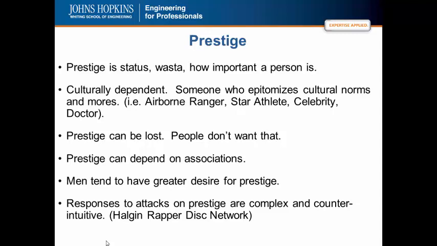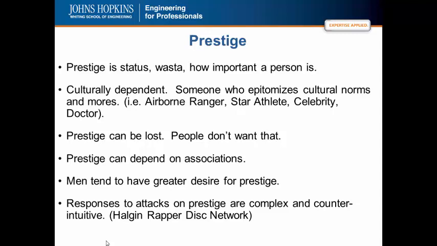I often use this second to last bullet to drive discussion in class with the idea that, hey, men have a greater desire for prestige. Ask what you think about that. Does that offend you? Does that bother you that I say that? What do I mean by that? I don't think it's true.